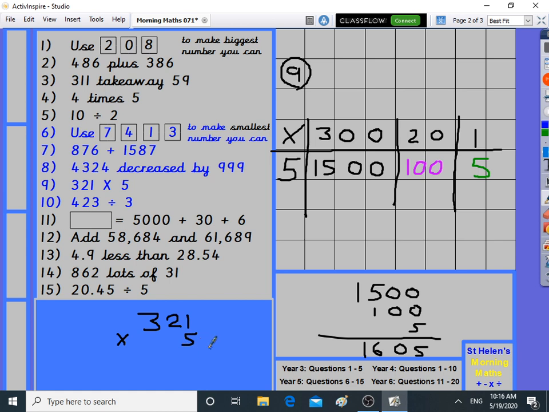321 times 5. 1 times 5, or 5 times 1 is 5. 5 times 2 is 10. 5 times 3 is 15, plus 1, 16. Yep. Do it with 2 methods. Doesn't take long, does it really?